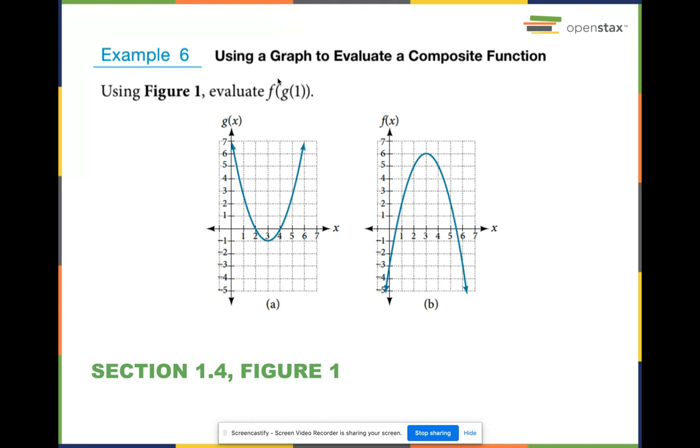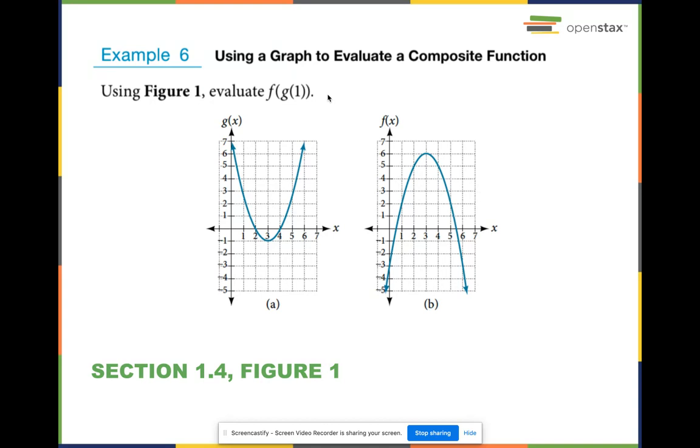Now we want to evaluate f of 3. We hop over to this other graph because now we're finding f of 3. Our input is 3 and our output is 6. So the answer to the whole question, f of g of 1, is 6.